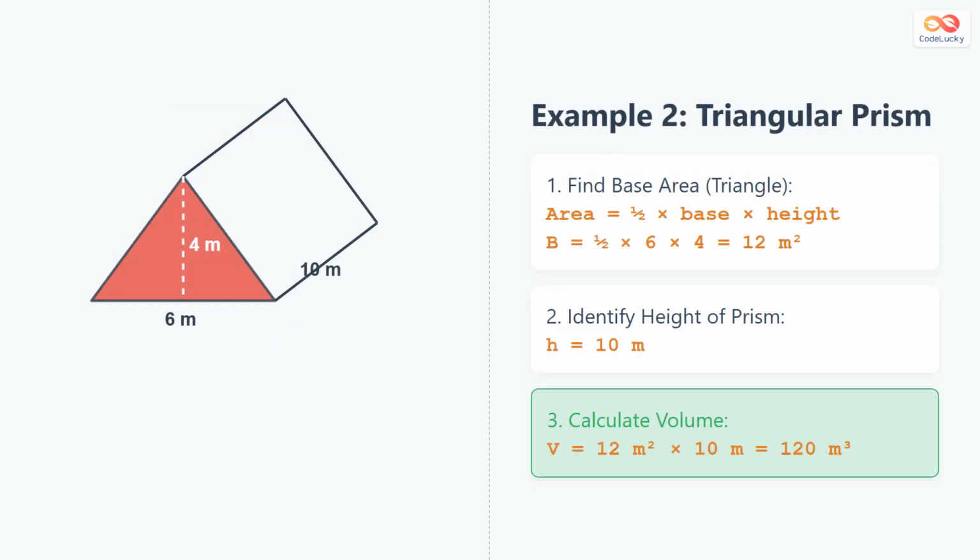Now let's look at a triangular prism. The base here is a triangle. The area of a triangle is half the base times height. So, half of 6 times 4 is 12 square meters. The length, or height, of the prism is 10 meters. 12 times 10 gives us a volume of 120 cubic meters.